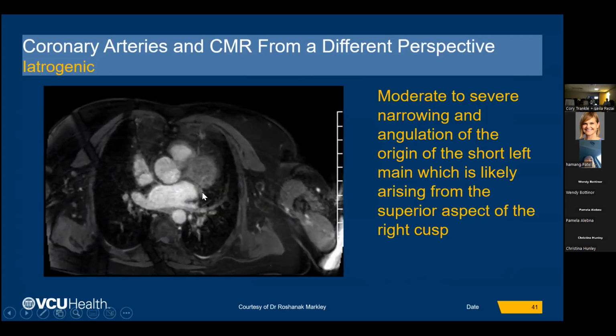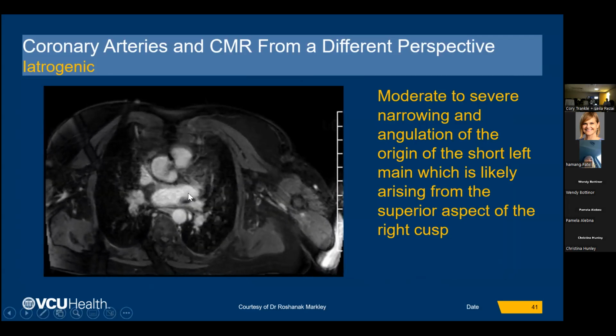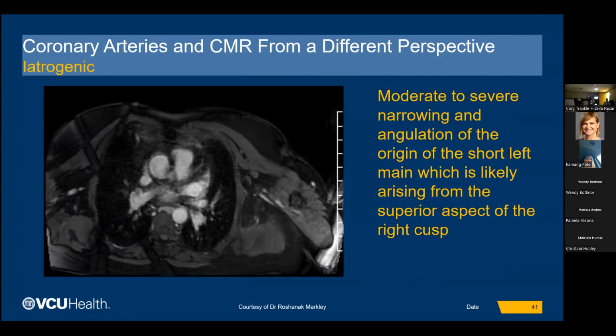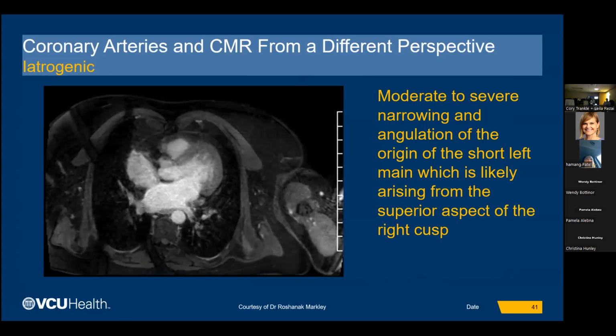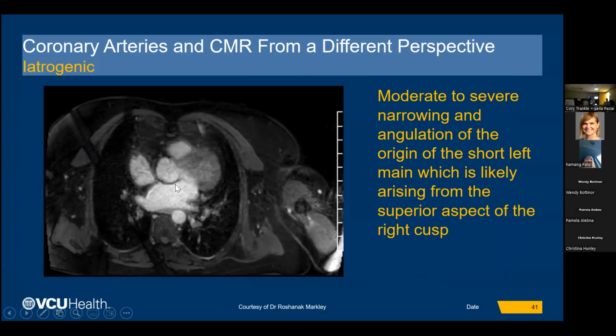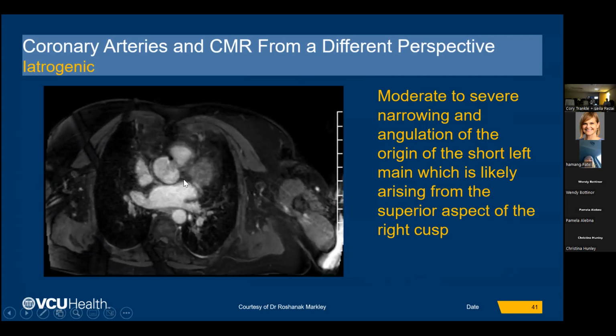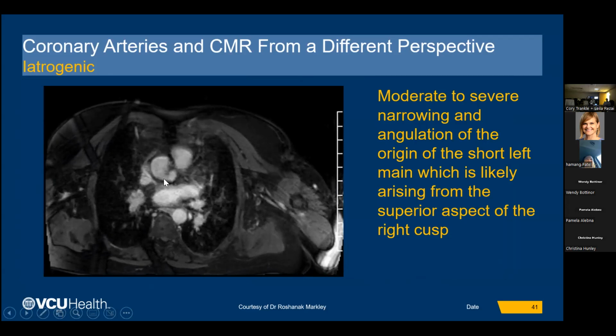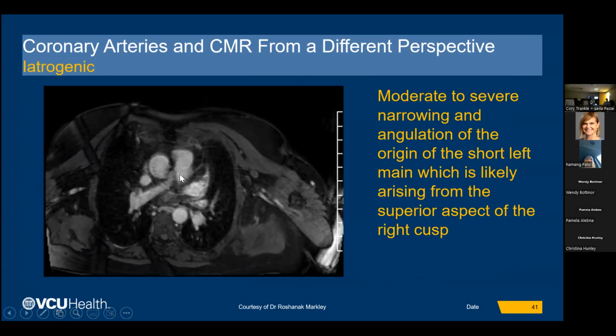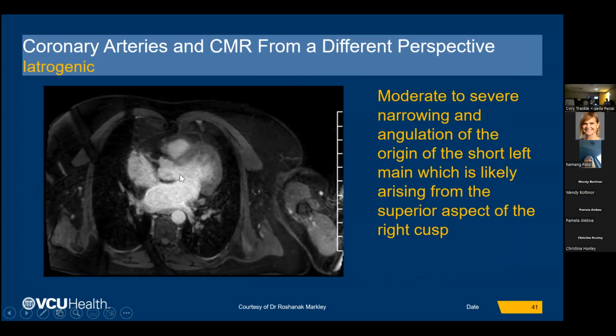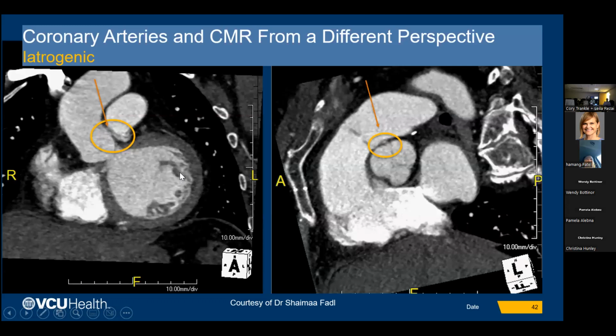On the same exam, in an attempt to demonstrate the coronary arteries better, a 3D whole heart was performed. And it looks like at least the transfer happened in the right location, though it's difficult to evaluate the origin.